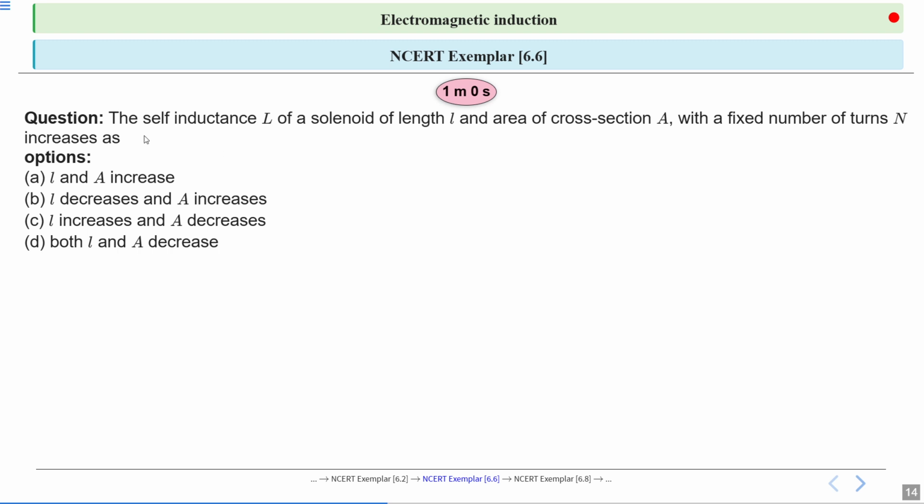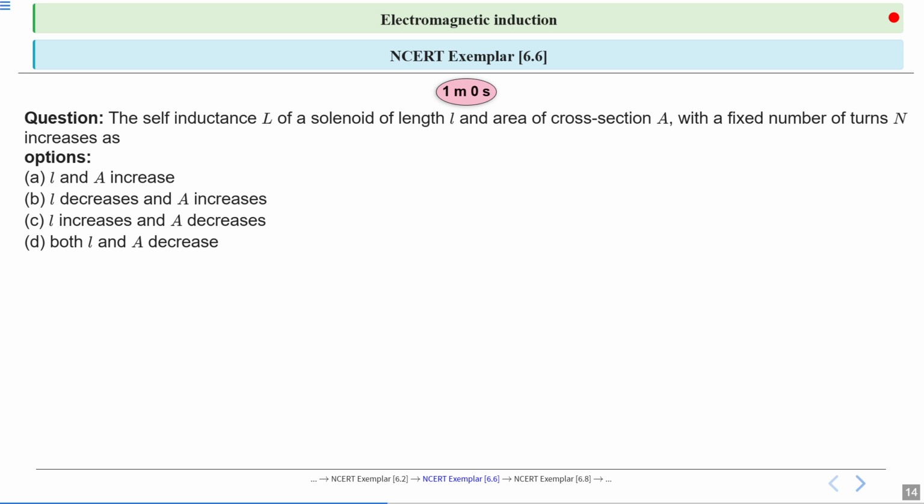Okay, next question. The self-inductance L of a solenoid of length L and area of cross-section A with a fixed number of turns N. We know the formula for L, which is equal to mu naught N square A L, for a solenoid. Here a fixed number of turns N is given, not a fixed number of turns per unit length. So you have to convert this formula into terms of the number of turns, capital N.